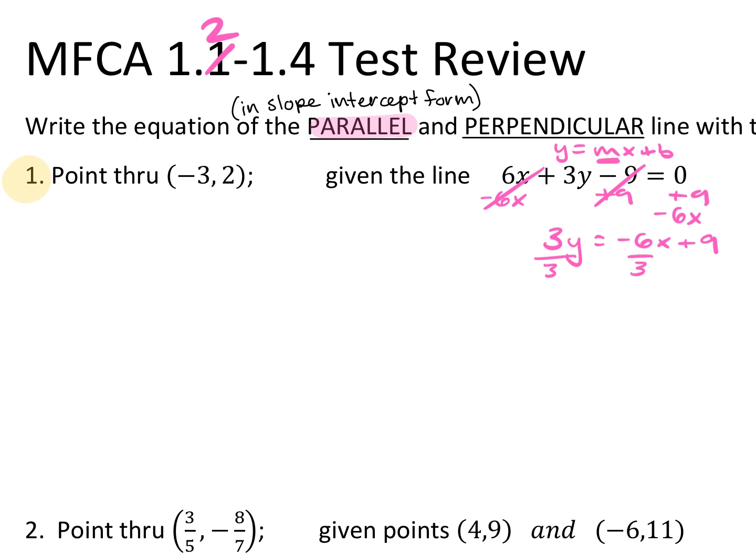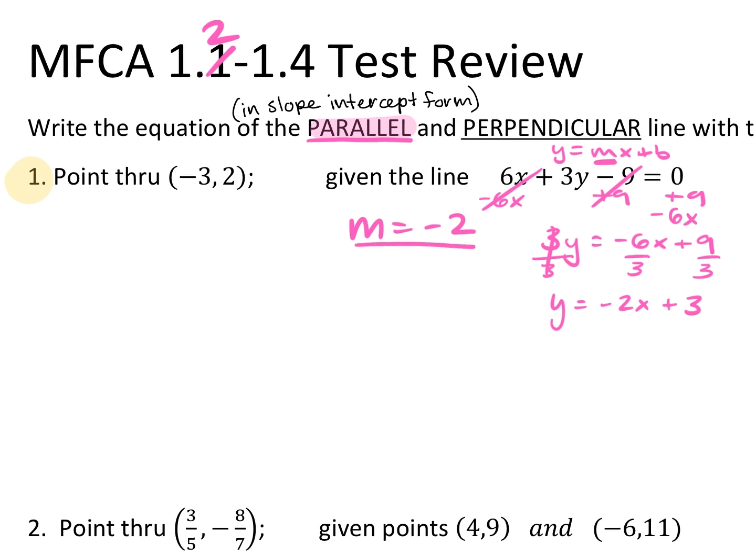Divide everything by 3. So y equals negative 2x plus 3. So what's our slope here? Slope would be negative 2. And if our line is parallel, what's the slope of our line going to be? Negative 2, the same thing.